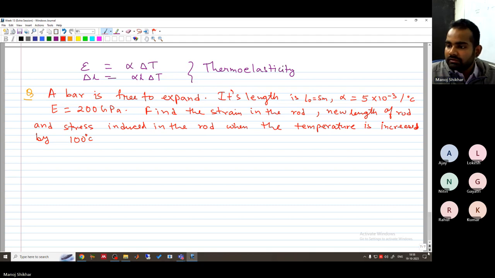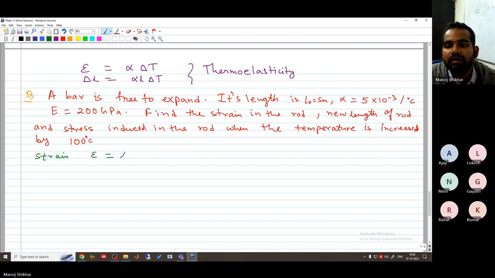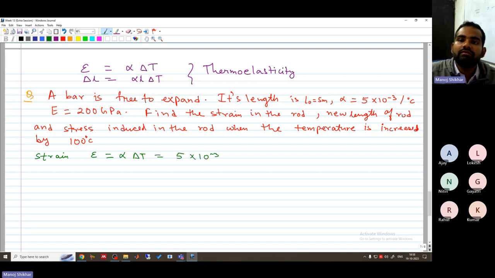Okay. So this question is slightly tricky. For strain, we can directly use the formula given above, alpha into delta T. So alpha is 5 into 10 power minus 5, into 100. So strain will be 5 into 10 power minus 3.